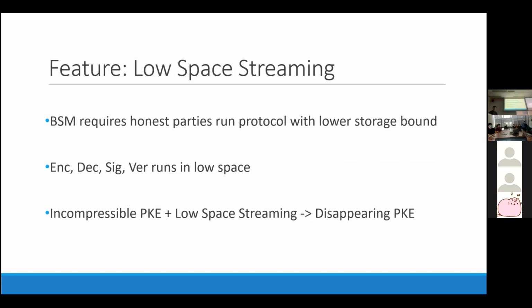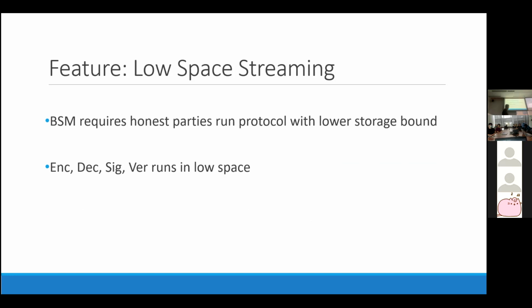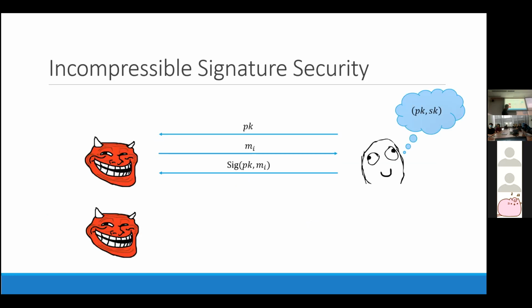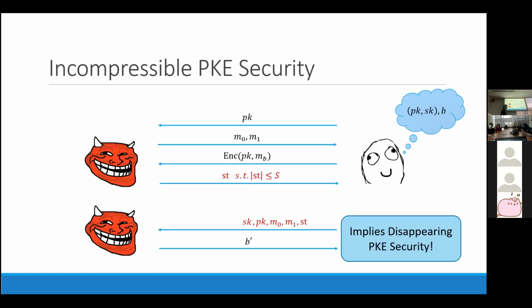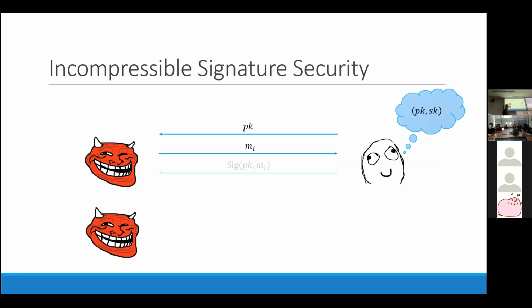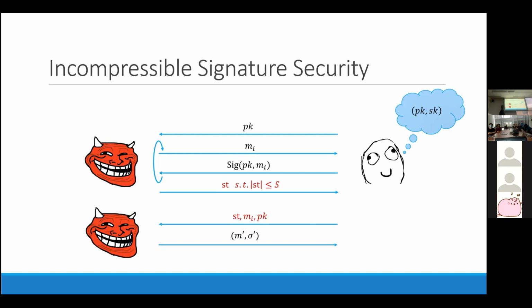So actually, I have a question. We have the security definition of the signature scheme. So the second adversary only gets messages, not the signatures. Not the signatures, yes. Correct. Because if we receive a signature, you can just send that signature over, and that will be a valid forgery.